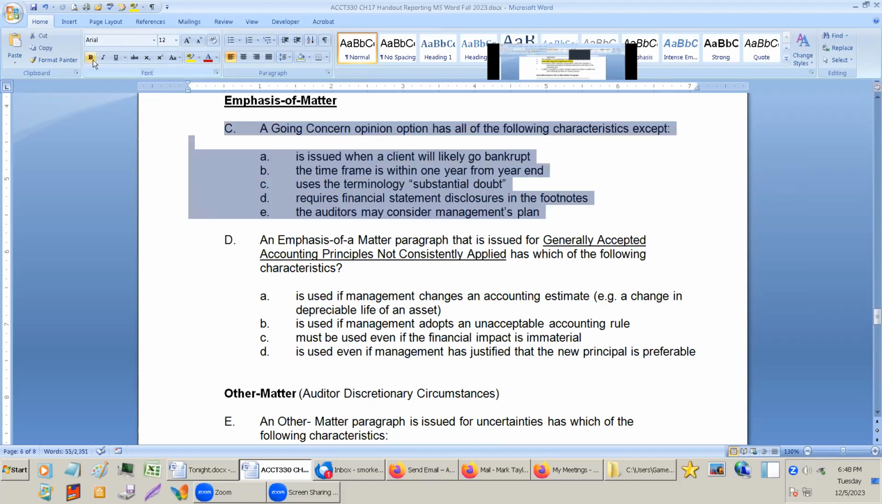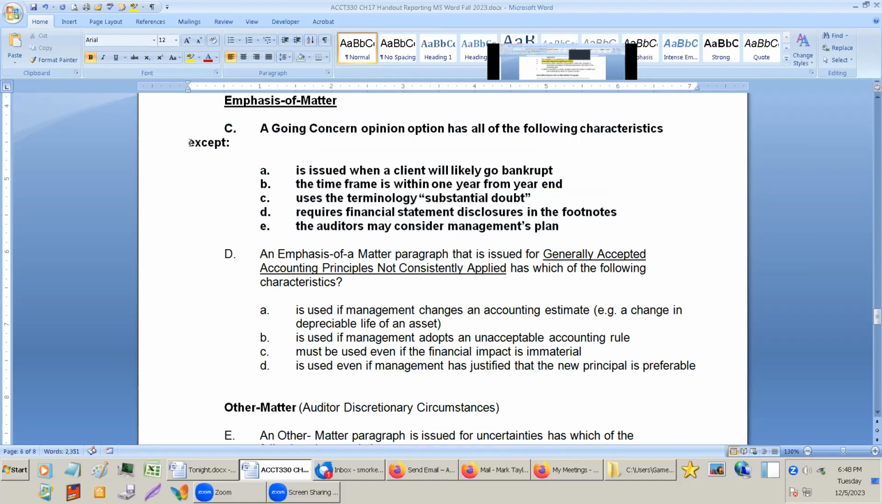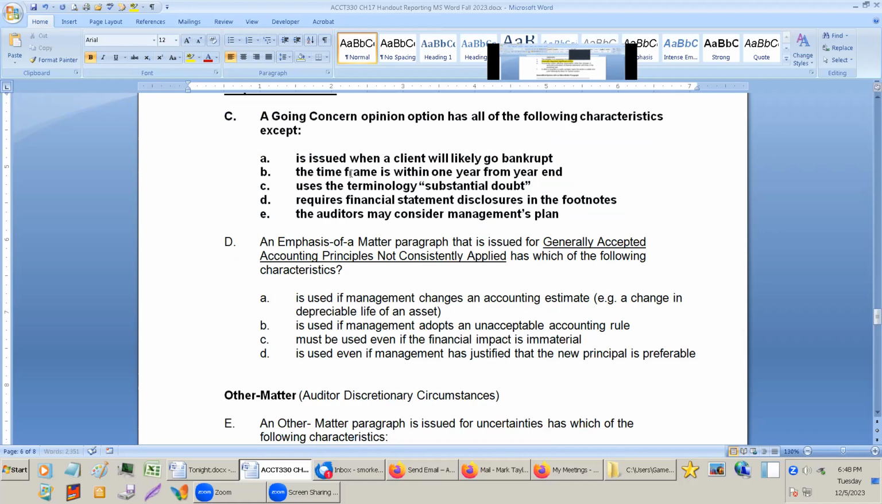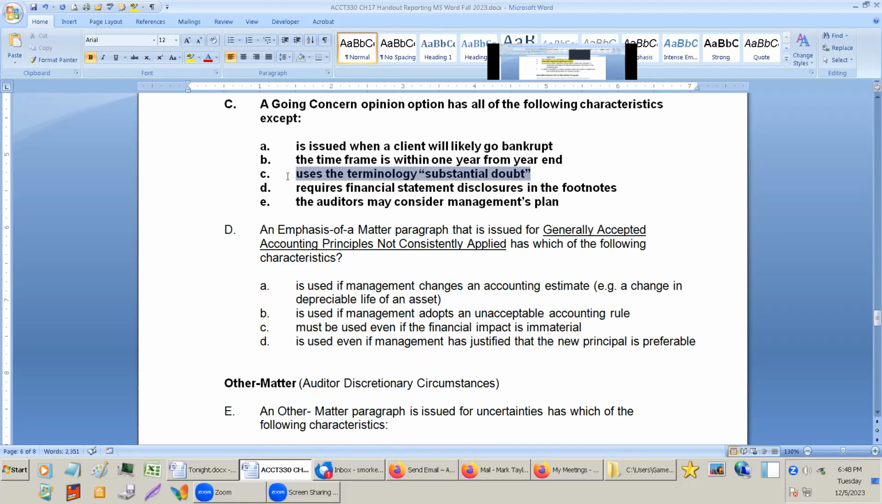Anyone? You can put it in the chat if you want. Is it C? Actually, you do use substantial doubt. The one that, and this is the newer one, is that it is not within 1 year; it's at least 1 year. So it should say at least 1 year. It could be 2 years, 3 years, 4 years, whatever. The old rules were within a year. The new ones are at least a year, and it could be 2 years, 3 years, whatever.